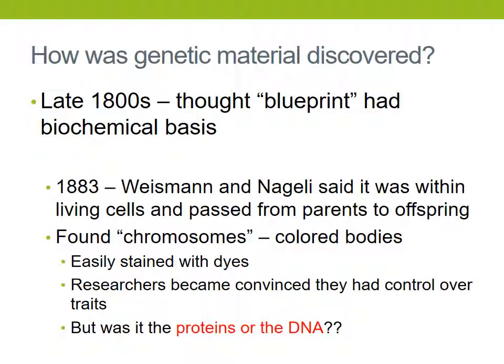They found some chromosomes. They didn't know what they were, but they called them colored bodies. And they became convinced that those were the genetic material. But the question really was, was it protein or DNA? So that was a big question at the time. The DNA or the protein, what was the genetic material? What was the hereditary material?